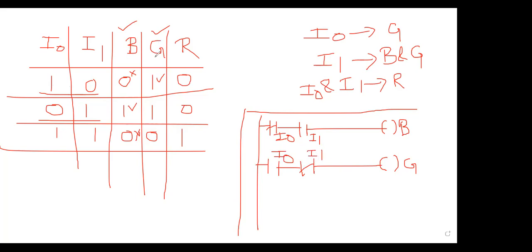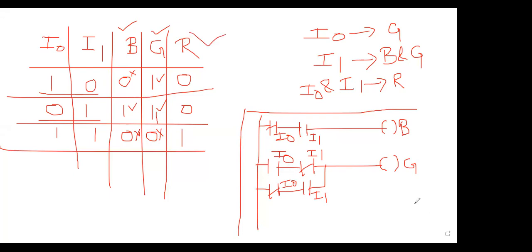Next, check it again. Again, it is on. I'm not thinking about other outputs. So green is on again. What is the status of inputs? 0, 1. It is for green only. So connect to this I0, I1. Check it again. It is off here. So don't make. It is off here. Don't make. So green is done.